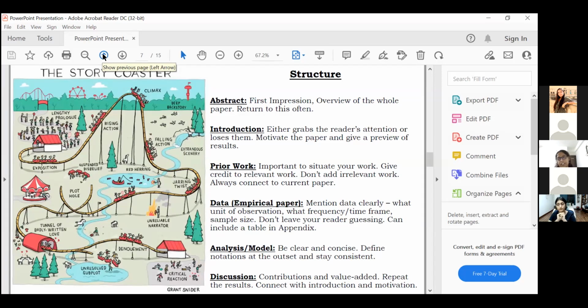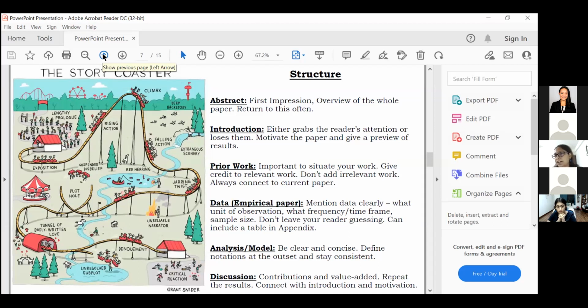Then the introduction section. So we talked about the introduction section. This is where you grab the reader's attention or you lose them, and you have to motivate the paper. In the introduction, again, give a preview of the results. I had a professor in graduate school who used to say, how do you write a paper? You tell your reader what you're going to do, then you do it, then you tell the reader that you've done it. So you have to tell them what you're going to do in the introduction.